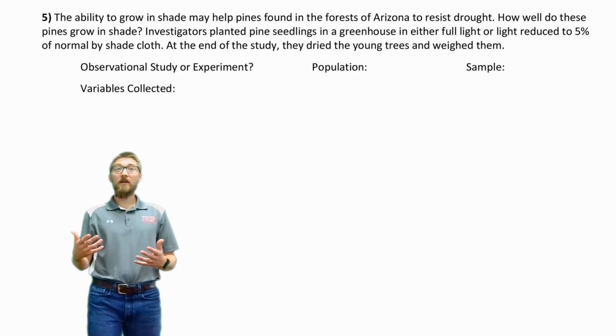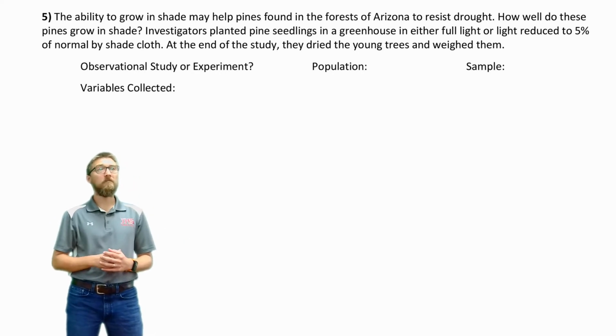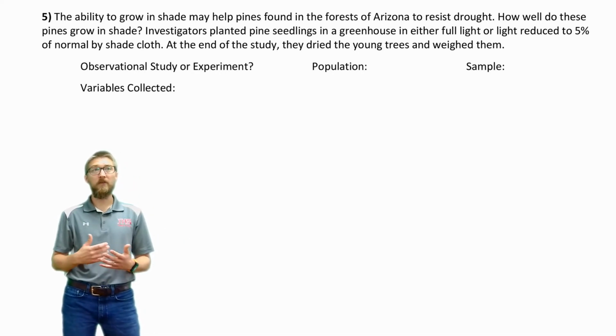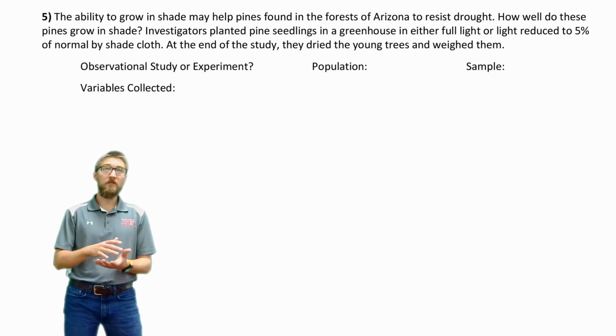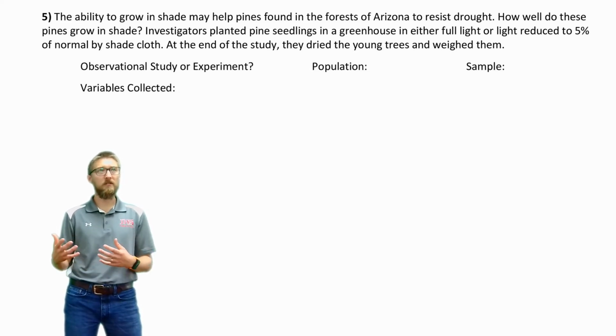Question number 5 says, the ability to grow in shade may help pines found in the forests of Arizona to resist drought. How well do these pines grow in shade? Investigators planted pine seedlings in a greenhouse in either full sunlight or reduced sunlight. That would be 5% of what normally was there. And they did that with shade cloth. In the end of the study, they dried the young trees out and they weighed them. So was this an observational study or was it an experiment?